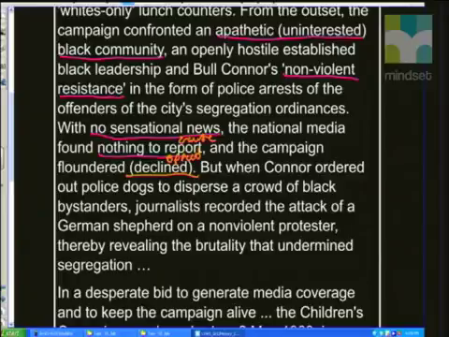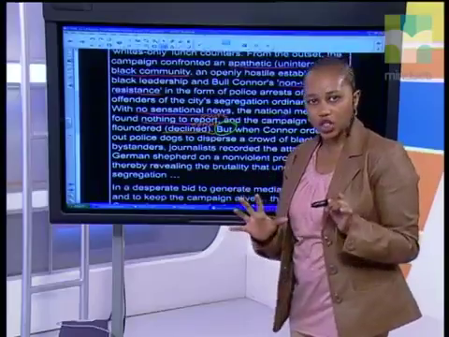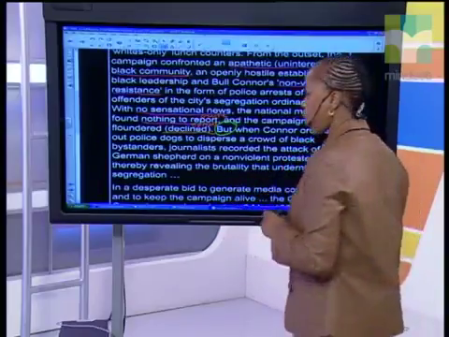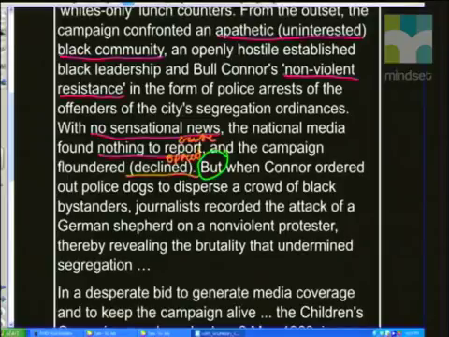But then things change. You can see that we're now being introduced to a different idea because it does say, let me use a different color so you can see, but. Okay, so now we're moving from a previous idea to a new idea. So, but when Connor ordered out police dogs to disperse a crowd of black bystanders, okay, bystanders, people who were just standing there, not being part of this campaign, the journalists recorded the attack. So now things had already changed, and that is when the journalists then reported the attack. They recorded the attack of a German Shepherd on a non-violent protester.